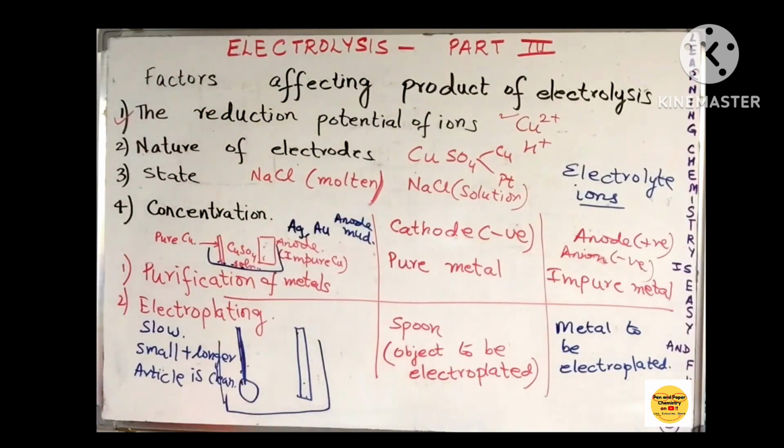Electrolysis part 4 is what we will be taking up next. As I already mentioned, we have to discuss the factors affecting the product of electrolysis. 2 we have done. 3 and 4 is what I will be taking up next.